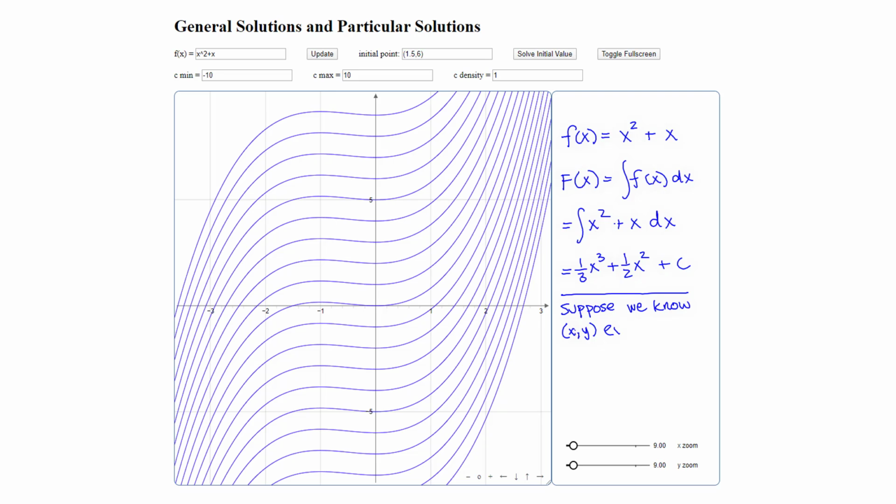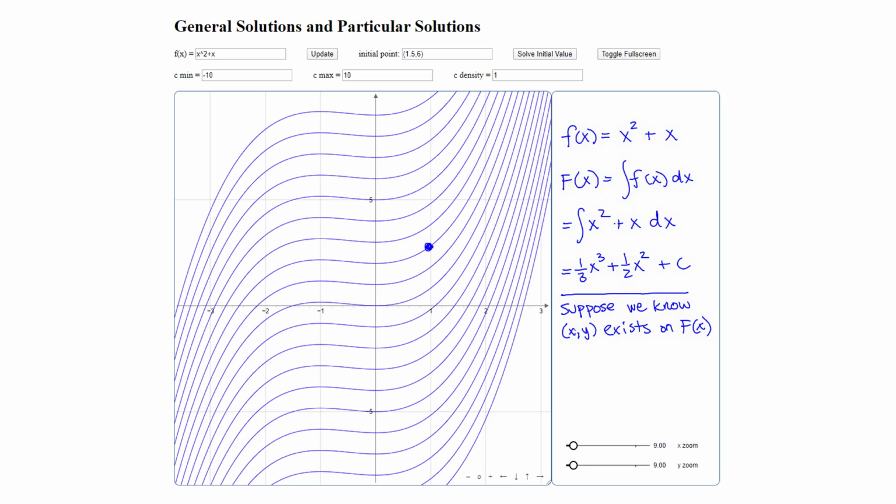So it exists on the original function capital F of x. Whatever that point is, let's say it's this point right here, 1 and, I don't know, 3 point something or 2 point something. Whatever that point is, only one of those curves is going to pass through that particular point.